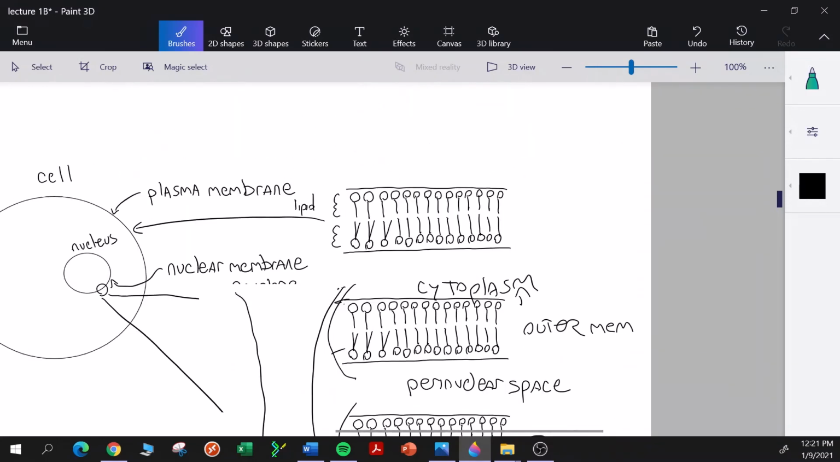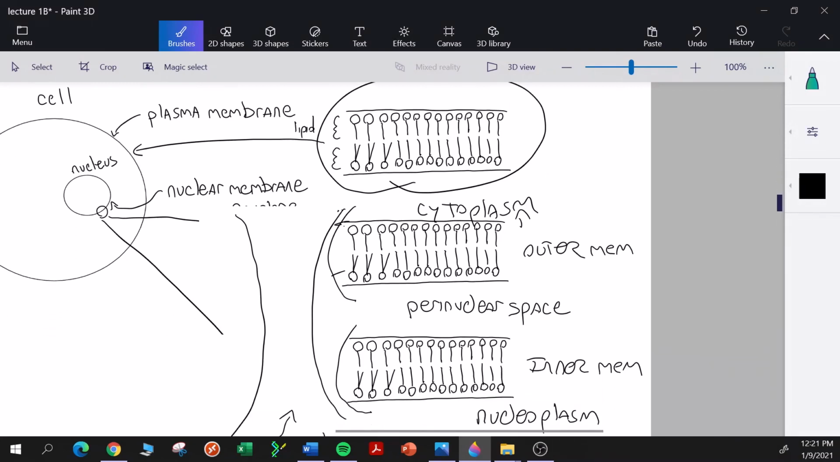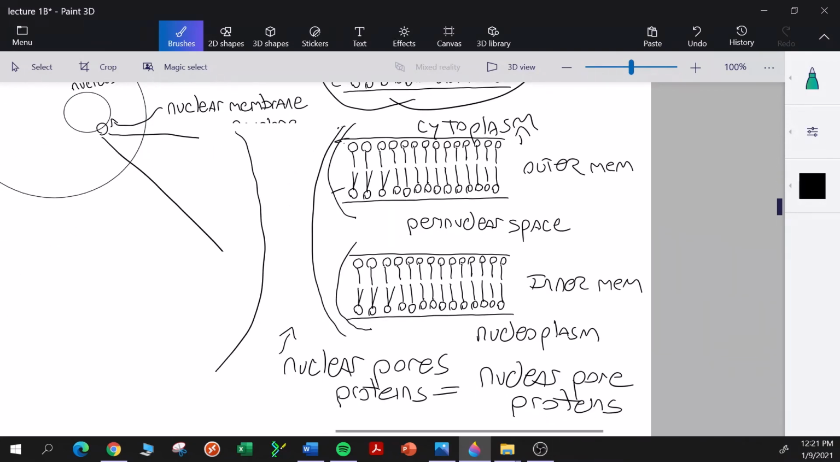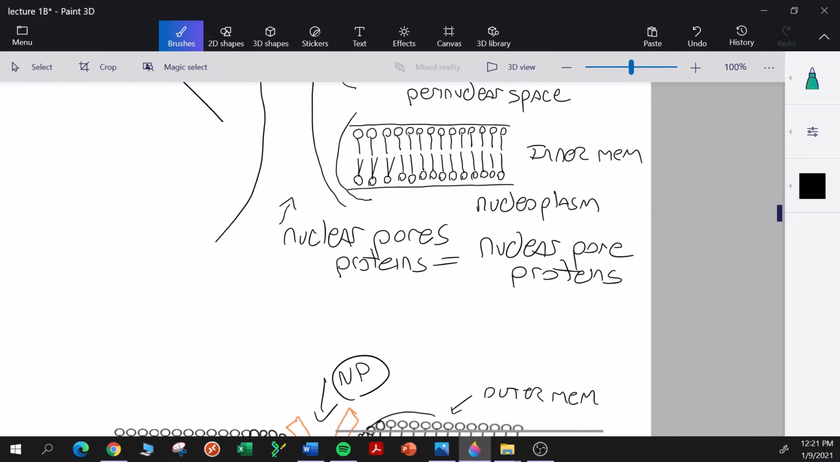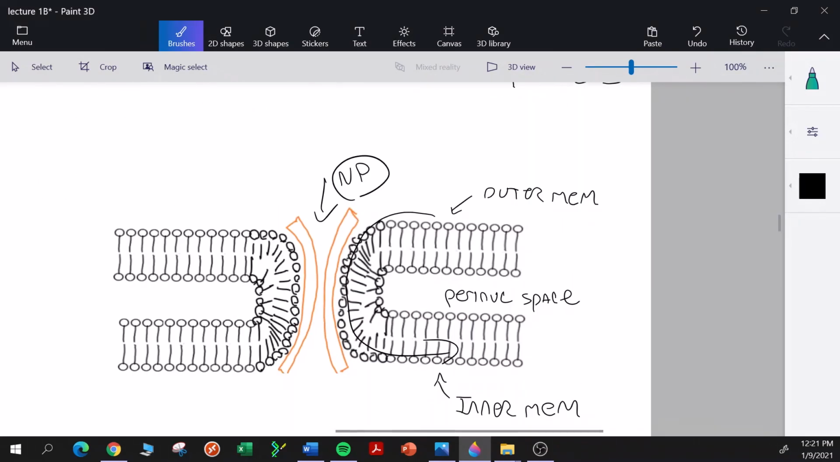So the plasma membrane is going to look like this, one lipid bilayer there. And then the nuclear membrane is going to be this sort of double lipid bilayer. So one and two.